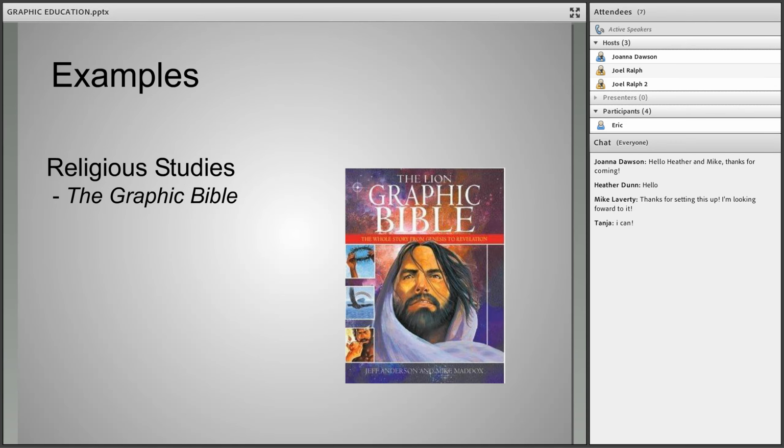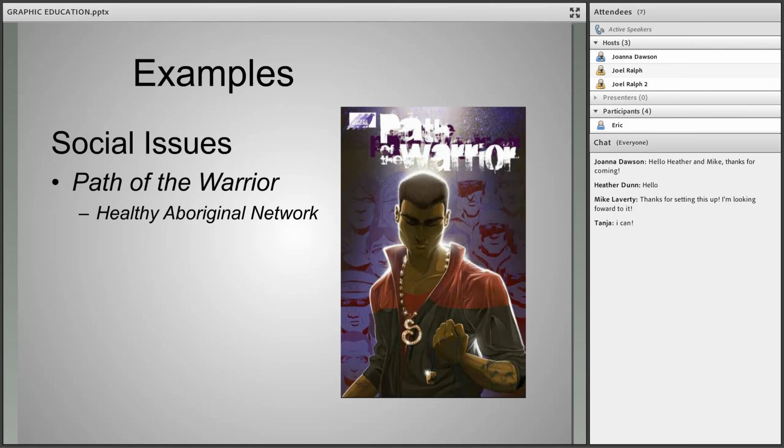To balance it out, there are lots of graphic novel and comic book interpretations and adaptations of the Bible. Now, these are a great series of graphic novels, not as good as my series of graphic novels. That's a joke. But this is from the Healthy Aboriginal Network. They have lots of great issues, graphic novels that have sold thousands of copies across Canada, dealing with gang violence, diabetes, gambling addictions, and so on and so forth, including suicide. It is a great series.